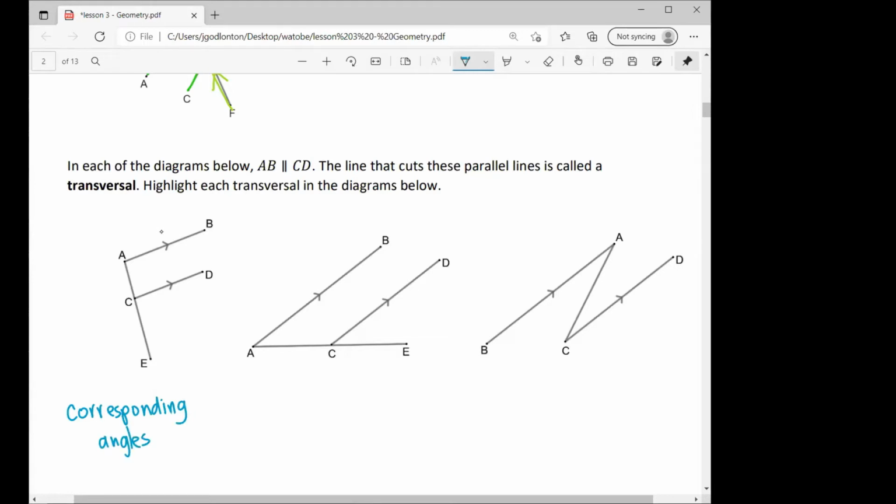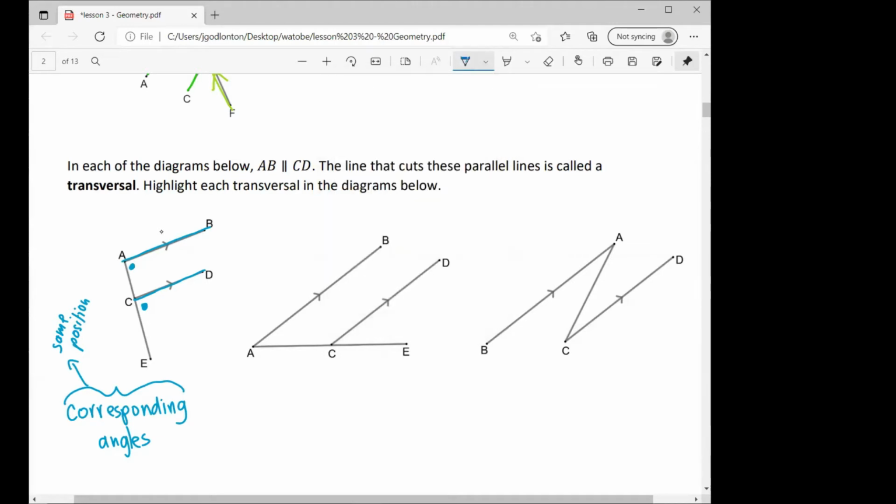Okay, corresponding angles. When something is corresponding, it means that they are in the same place as each other. So if I look here, my parallel lines are AB and CD. And so my corresponding angles would be this angle here. And you see how it's below my parallel line? And so its corresponding angle would be this one here, because that's also below the parallel line. So corresponding, that word, it means that they are in the same position. So either they are both above the parallel line or they are both below the parallel line. But that's what that word means.